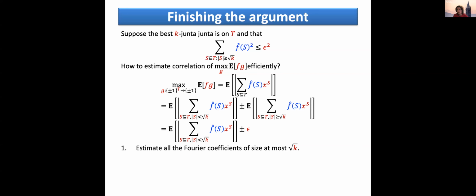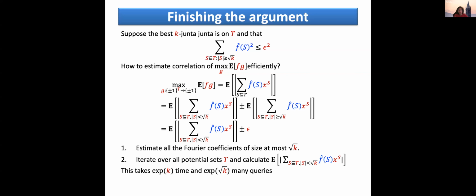This takes exponential in square root k many queries. And then we have to iterate over all potential sets T, because we don't actually know what T is. It's just a tool of our analysis. And we calculate this correlation. This is the part of our algorithm which is perhaps not as ideal, in that this takes exponential in k time. But as I said, there's only exponential in square root k many Fourier coefficients to estimate. So that's phase 2 of our algorithm. Both phases take roughly 2 to the square root k queries, but the second phase takes exponential time.